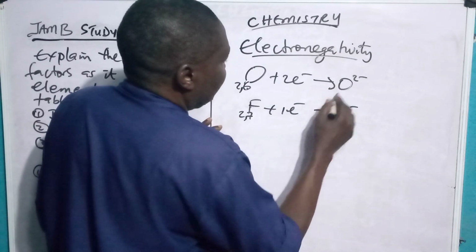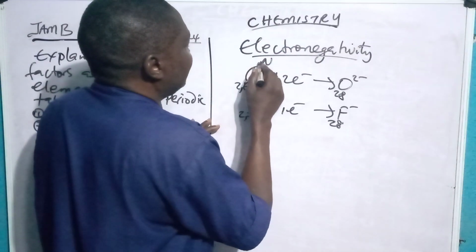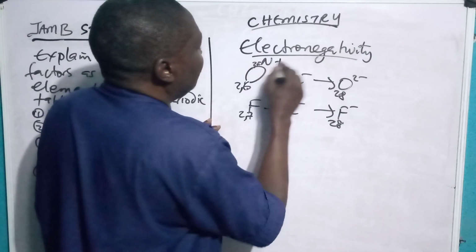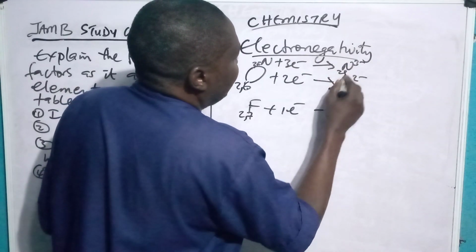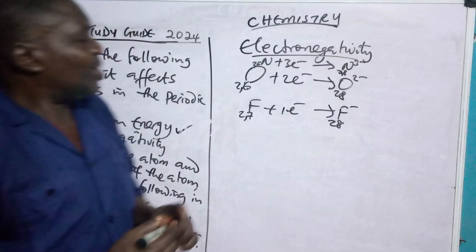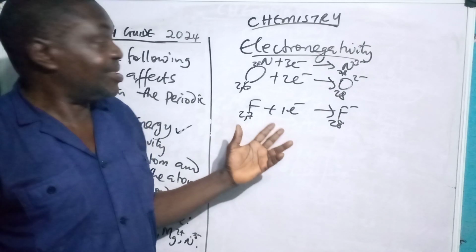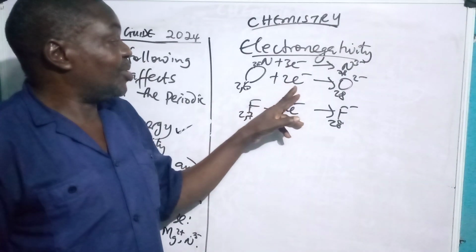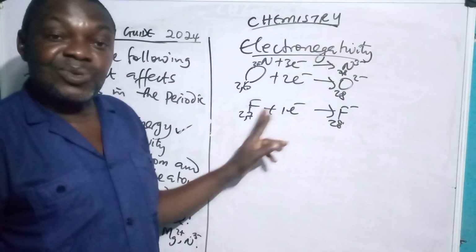2, 8. This one, 2, 8. If you look at nitrogen, 2, 5, which is 7, plus 3 electrons to give you N3 minus, 2, 8. You look at it. This one requires 3 electrons. To take 3 electrons is not that easy. Along the same period, this one needs only 2 electrons. This one needs only 1 electron. So it becomes easier to take 1 electron to add to this.